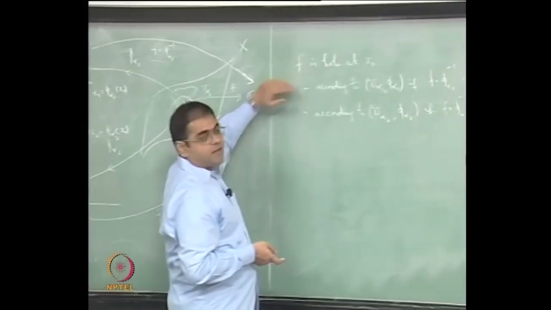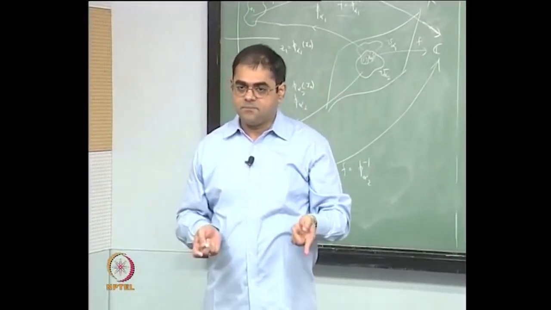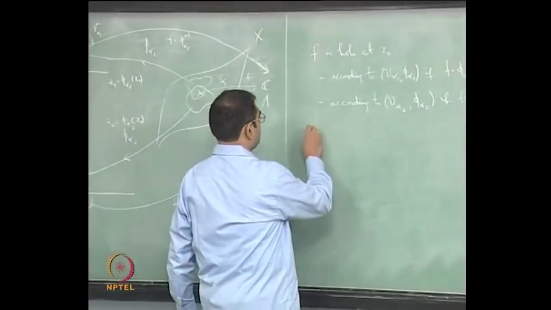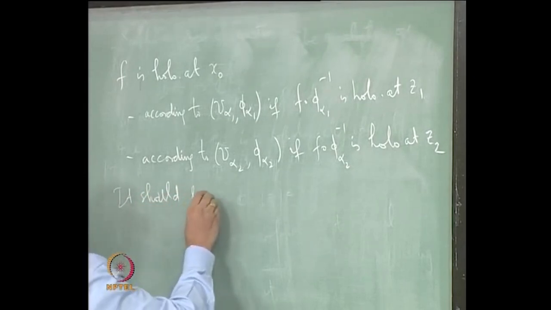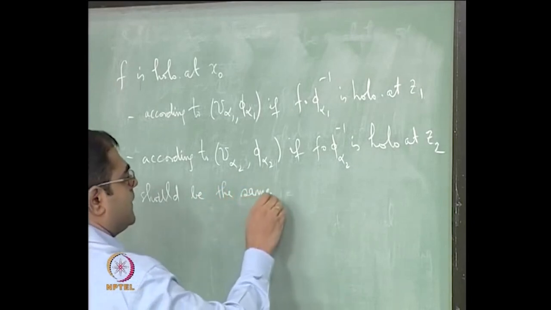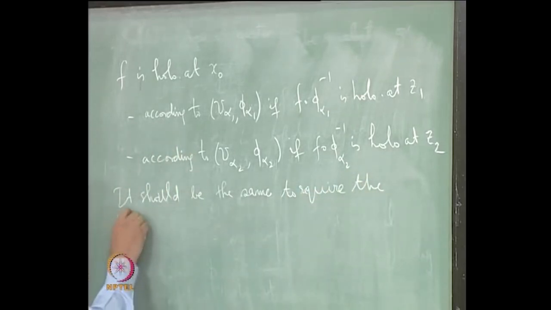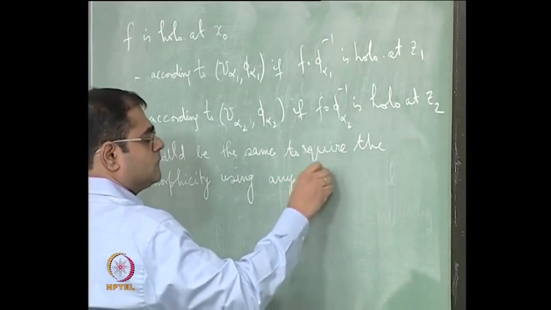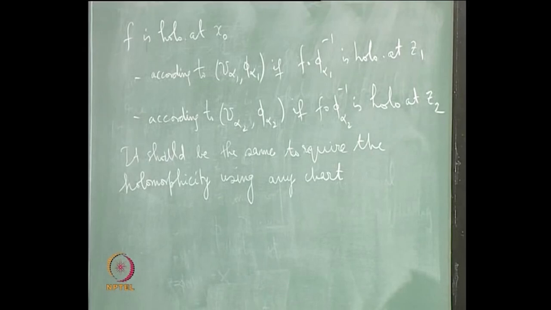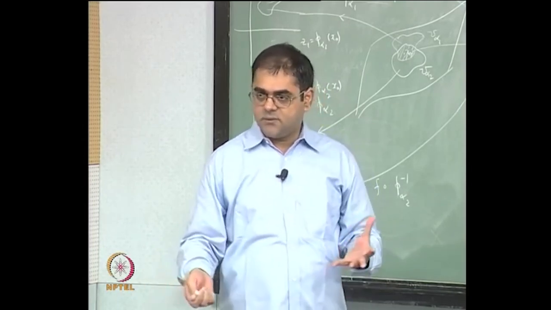I do not want the function to be holomorphic with respect to one chart at a point and not holomorphic with respect to some other chart. So how do I avoid this? It should be the same to require the holomorphicity using any chart. This is the ideal situation: no matter what chart you use, the idea of a function being holomorphic at a point should be unambiguous, because holomorphicity is an intrinsic property of a function.